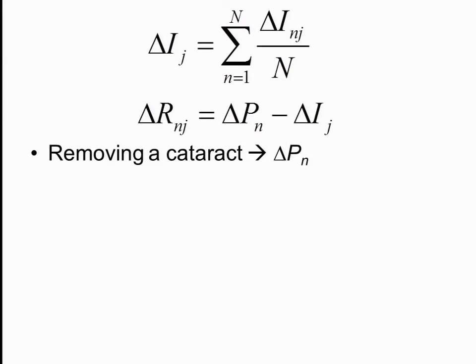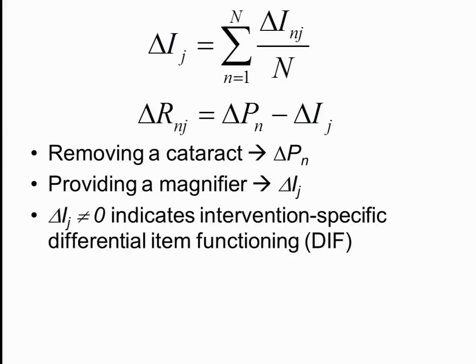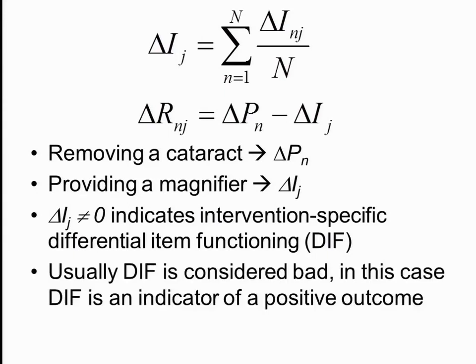So in my field, how you might change a person measure is remove a cataract. How you might change an item measure is provide them with a specific magnifier. And if the change in the item measure is not 0, that indicates intervention-specific differential item functioning. Usually DIF is considered bad, but in our case, DIF is an indicator of a positive outcome. And same with goal attainment scaling. It's an indicator of a positive outcome. So you want DIF, but you have to be able to manage it and understand what's going on.